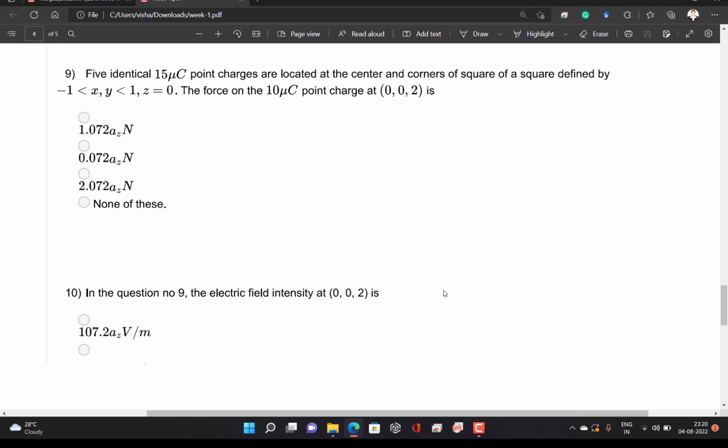Alright. So here question number 9 states that 5 identical 15 microcoulomb point charges are located at the center and the corners of a square defined by -1 less than x comma y. Sorry, I messed up.